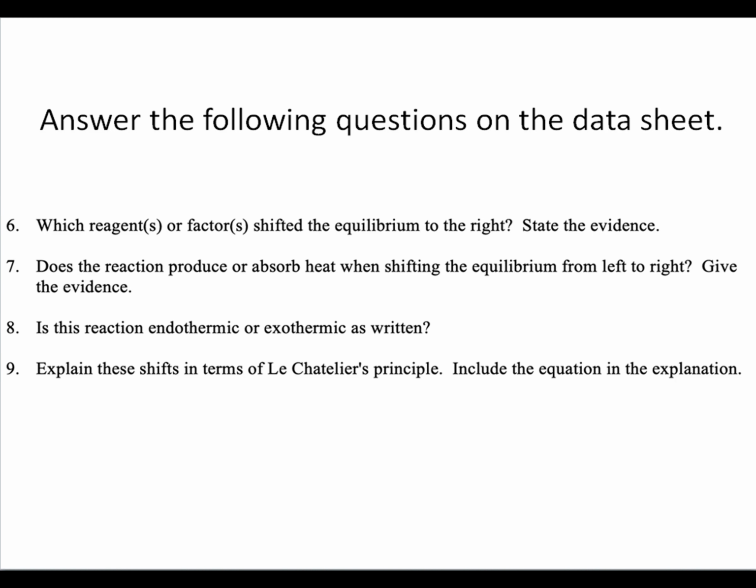Now you're going to answer the following questions on the data sheet. Number 6, which reagents or factors shifted the equilibrium to the right? State the evidence. Number 7, does the reaction produce or absorb heat when shifting the equilibrium from left to right? Give the evidence. Number 8, is this reaction endothermic or exothermic as written? Number 9, explain these shifts in terms of Le Chatelier's principle. Include the equation in the explanation.